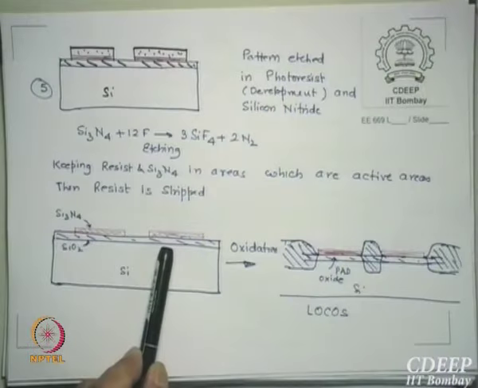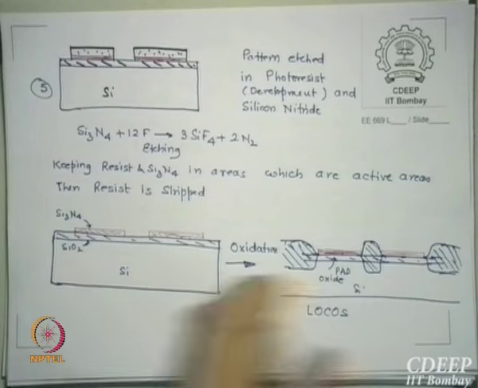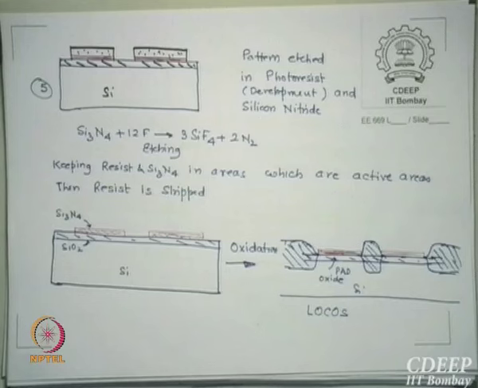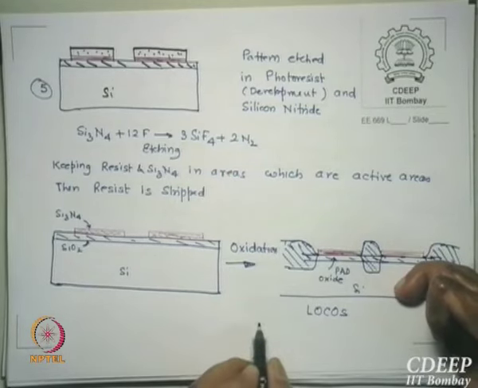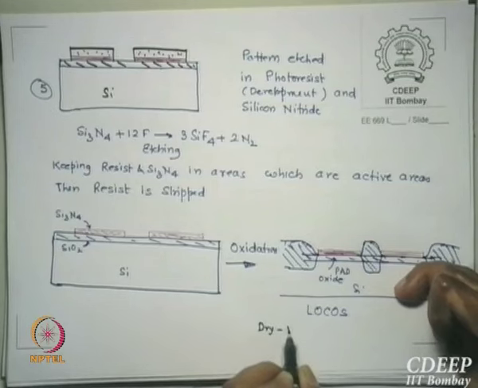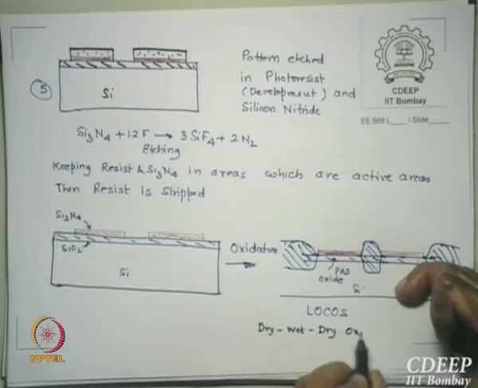Okay. After this, I start oxidation. That's where the local oxidation word came in. With the thin oxide and nitride on the active areas, I put this wafer into the oxidation furnace. Normally, because this thicker oxide is required, what is this process called?